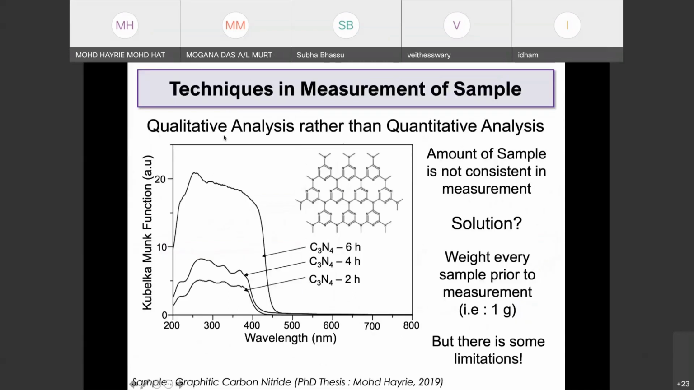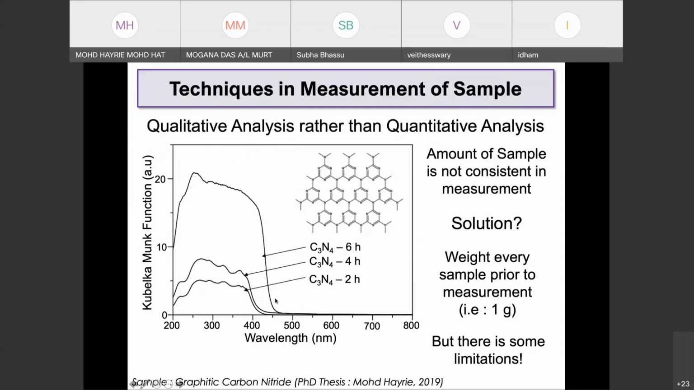Right. Okay. So basically, DRUV-vis is based on qualitative analysis rather than quantitative. Quantitative is how much, for example the sample concentration. So in DRUV-vis, we are focused on the qualitative: what is the bond, for example?